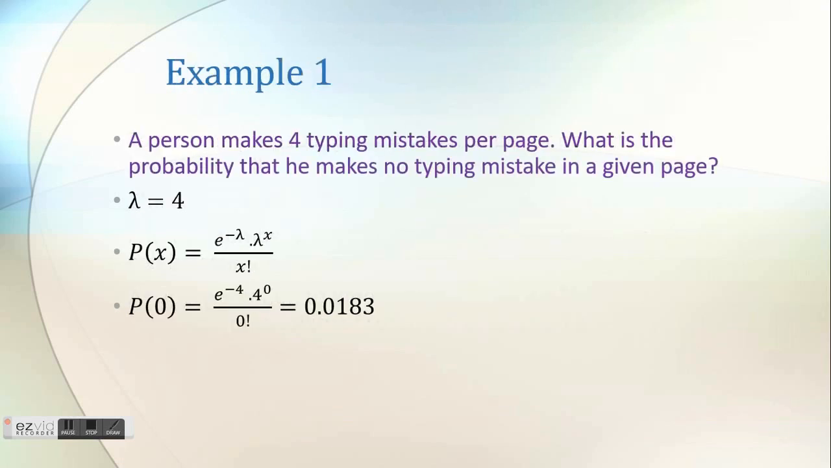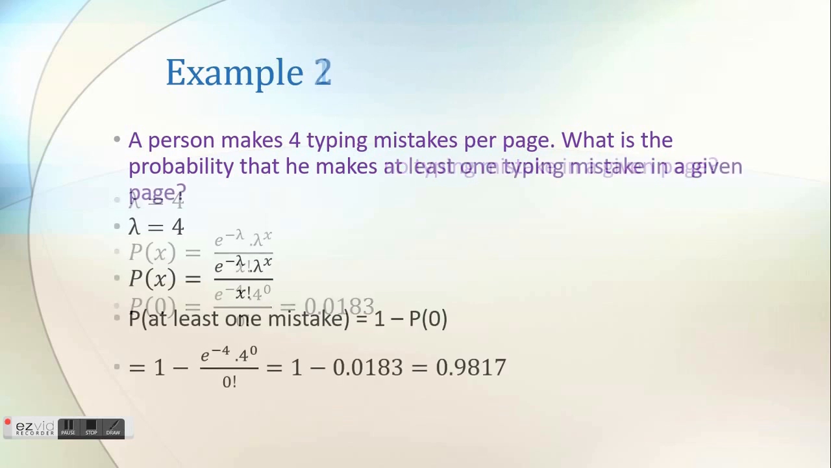Let's solve some problems. A person makes 4 typing mistakes per page. What is the probability that he makes no typing mistake in a given page? It is given that he makes 4 typing mistakes per page. So lambda equals 4. Use the formula p of x equals e to the power minus lambda, lambda to the power x divided by factorial of x. Now we need to know the probability for making no typing mistake, which means zero typing mistakes. So substitute x equal to 0, put the values, and you will get 0.0183.